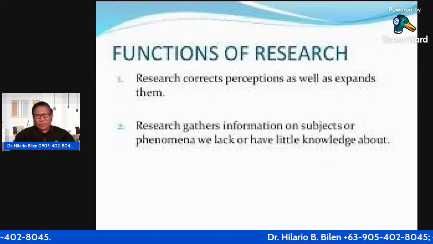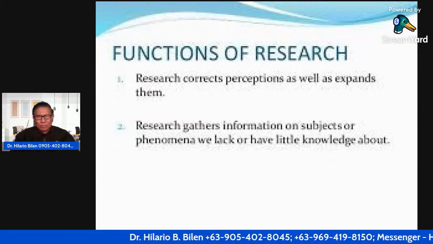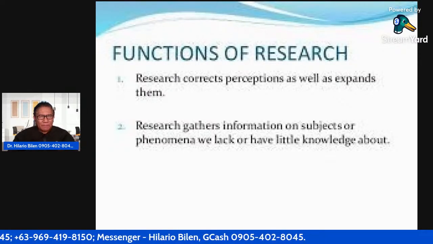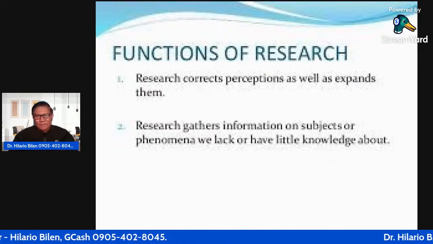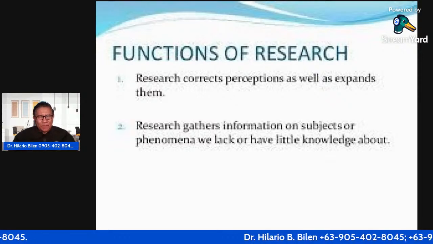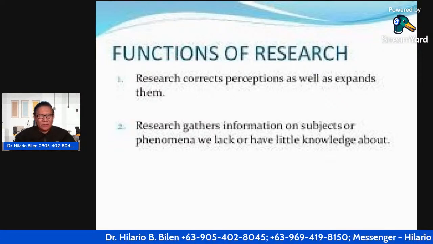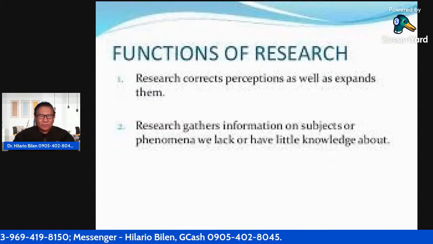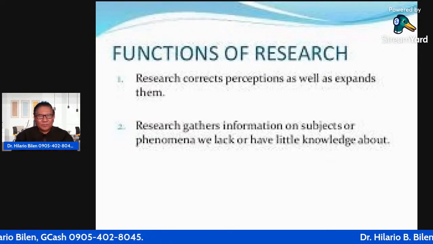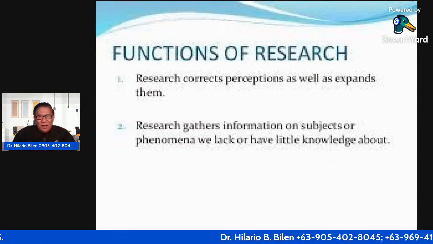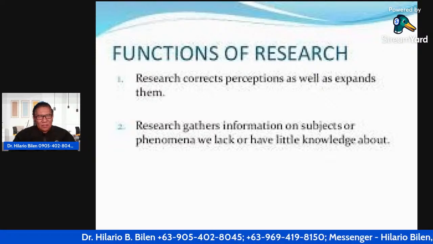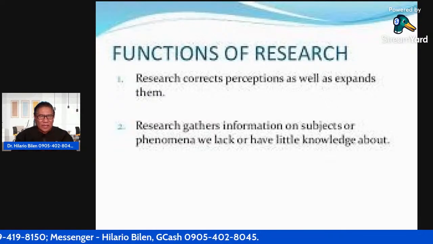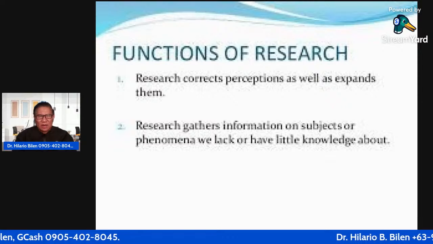Okay. Now, let's talk about the functions of research. First, research corrects perceptions as well as expands them. Why are you doing this? For example, have you seen an electric fan? You push the button, and the propeller starts moving, and it's giving you air. Do you understand how it works? Maybe not. I'm talking about functions of research. So maybe you will tell me, well, I don't know. That's why research corrects perceptions as well as expands them. There must be an idea or understanding about how things work.